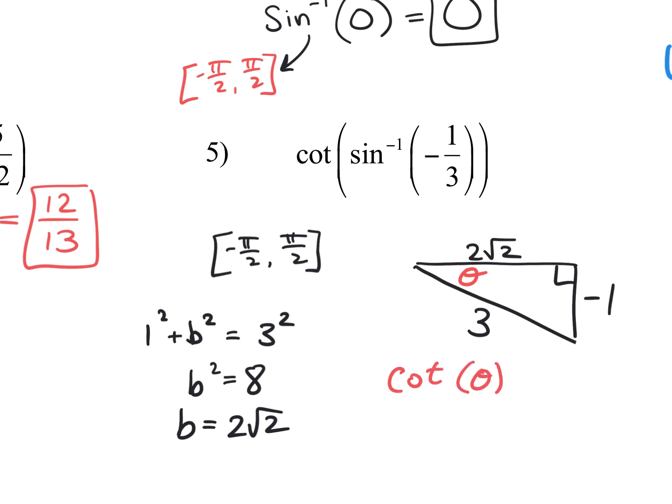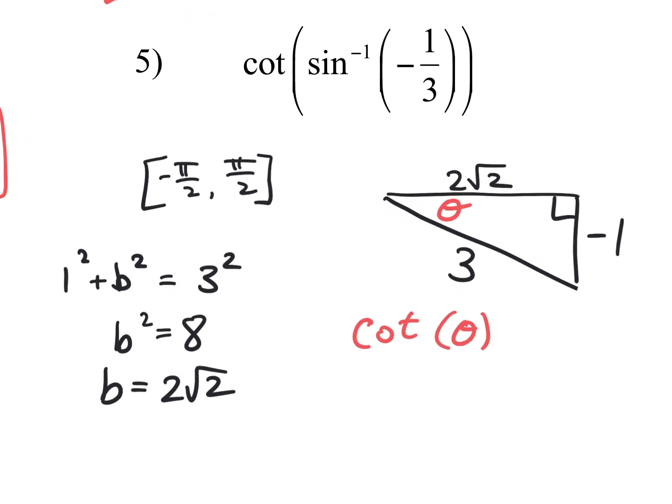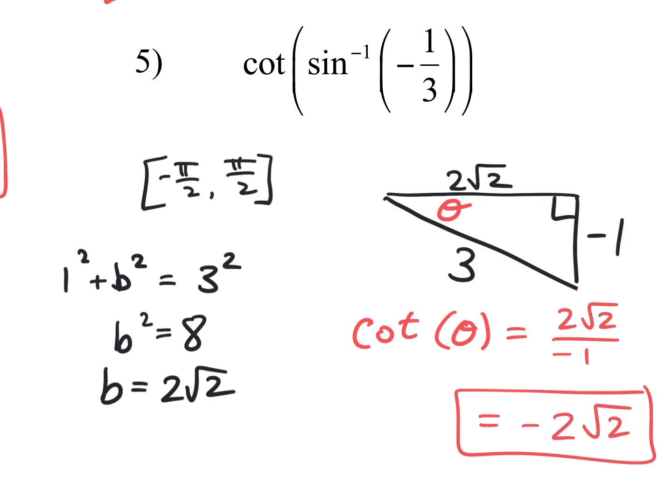By constructing that triangle, I've created a triangle with theta in it. Now I'm basically trying to identify the cotangent of theta. That is going to be the adjacent side divided by the opposite side. So that's going to be 2 root 2 divided by negative 1, or in the simplest form, negative 2 root 2. We're going to pause there, and we will move on to part 2 for the back half of these notes.